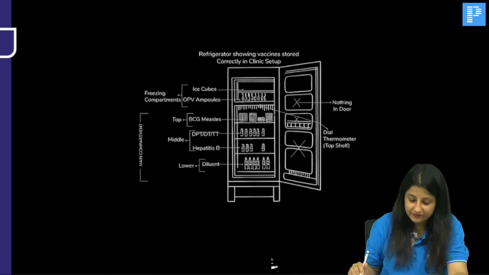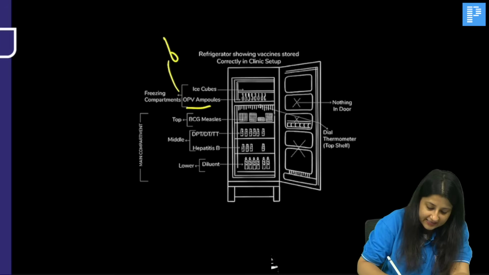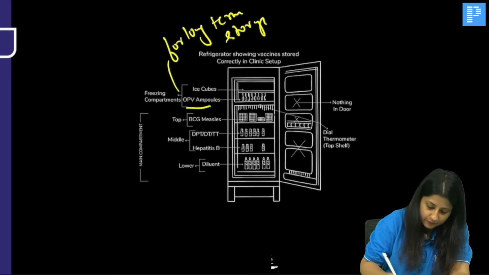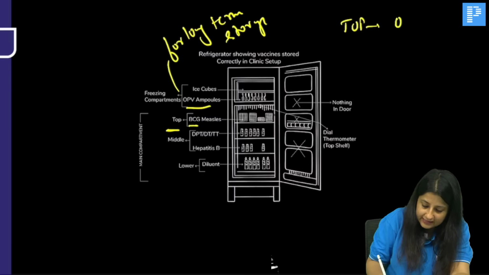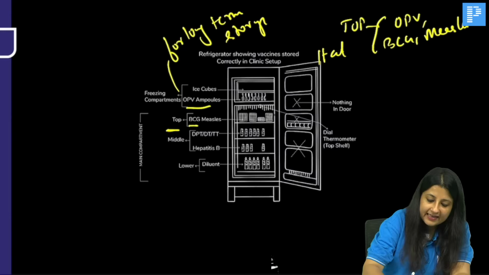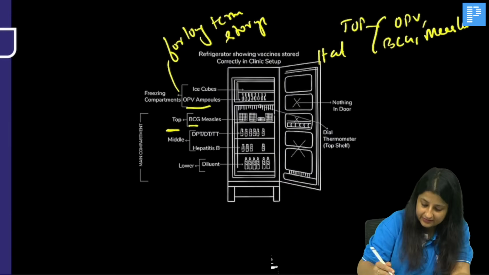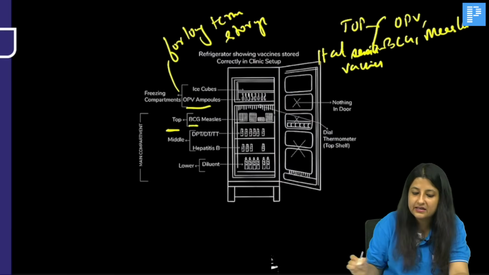So this is a domestic refrigerator. Now in the freezer, I can also keep OPV. OPV I can keep for long-term storage. But suppose I want it for short-term. So what do I keep in the top shelves? In the top shelf, we can keep OPV, we can keep BCG, we can keep measles. They are all heat-sensitive vaccines.